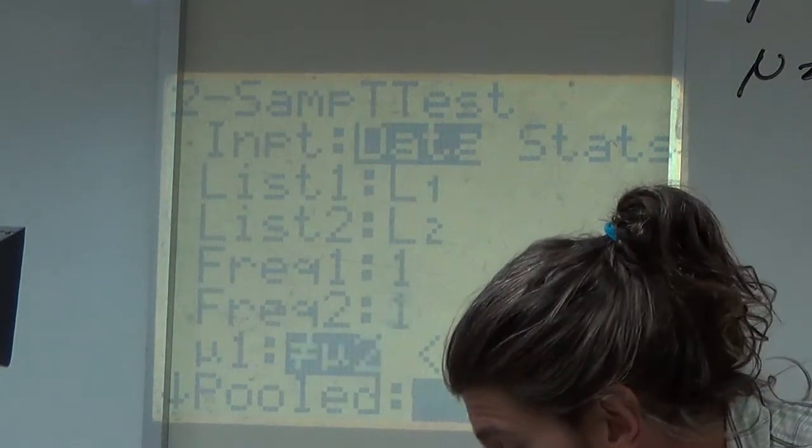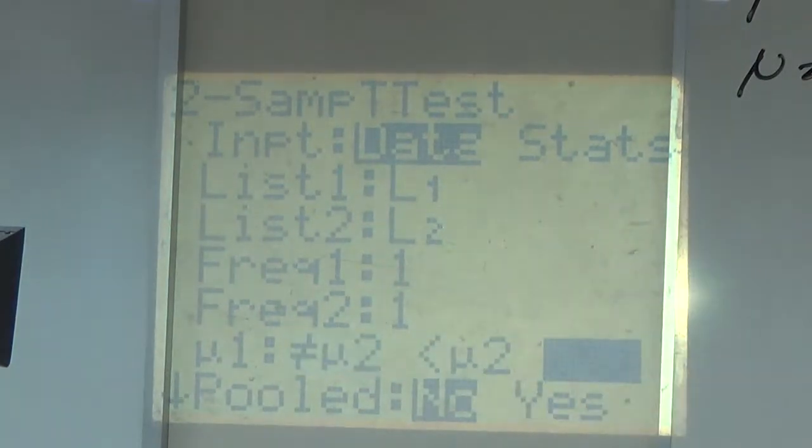And again, you might notice this is the first time we've never had to put a mu naught or a p naught number in. Remember how we always had to put that in before? 0, 100, 0.75, 0.8, 12, whatever it was. We don't have any number because it's assumed the number is 0, because the average difference is being compared to no difference. So the TI knows that.